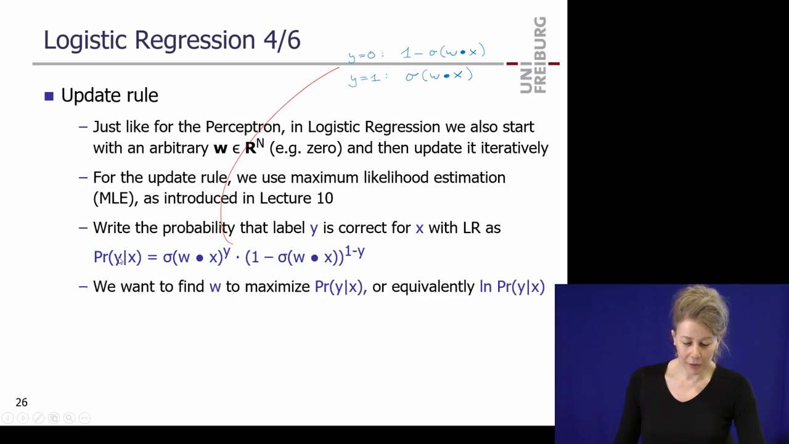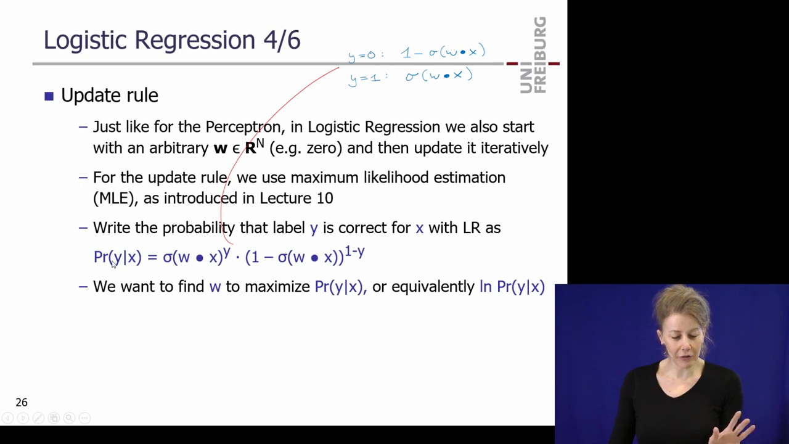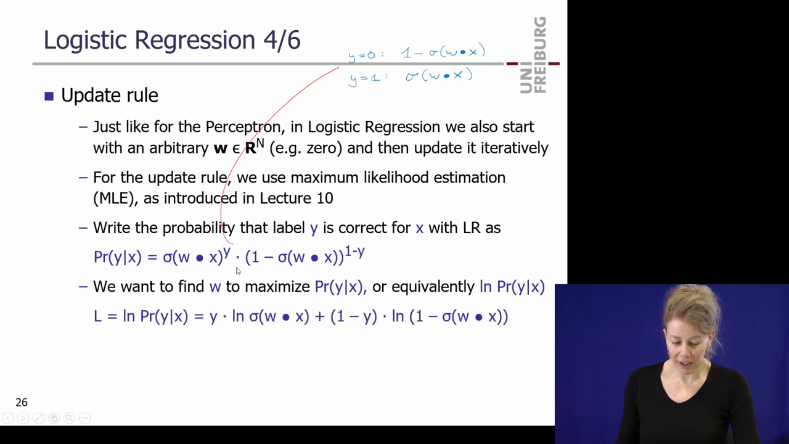And now we want to maximize this. We have this probability, and we want to find a good W, as usual, such that this is as large as possible. This is maximum likelihood. This is the probability of the data we are seeing, and we want to maximize it. As usual, we don't maximize this directly, because it's an ugly function, but we maximize the log of this. And here's the log of this.